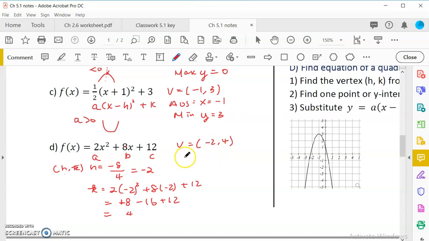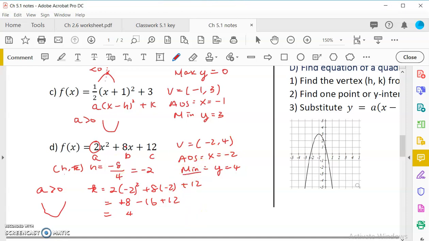Once I find my vertex, I can do the axis of symmetry because it goes through the vertical, the x coordinate. So x equals negative 2. Do I have a max or minimum? a is positive, it's facing up, so I have a minimum y. Minimum y is equal to 4.